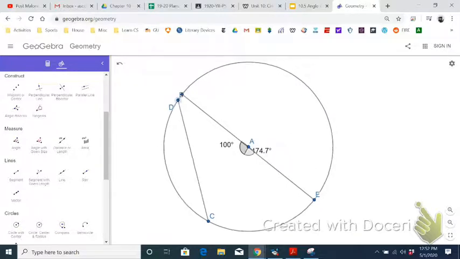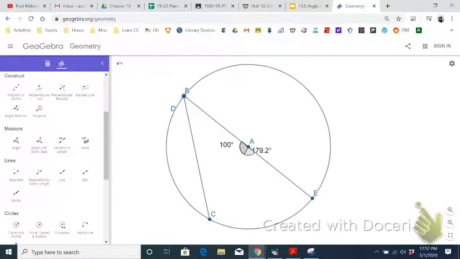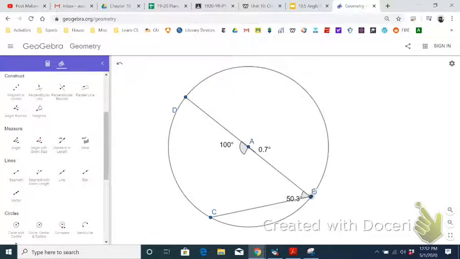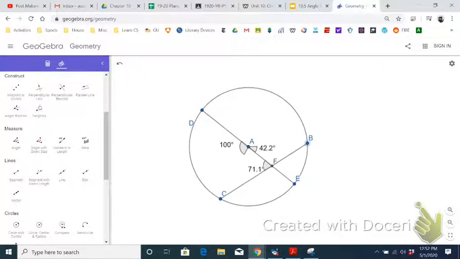Or let's say they intersect on the circle. That's not how I wanted. Here we go, 50. Now it intersects on the circle, so it's like the average of 100 degrees and 0 degrees. In this case, 50.2, because it's the average of 100.5 degrees, that central angle. So that rule also applies to what we already know, inscribed angles and central angles.